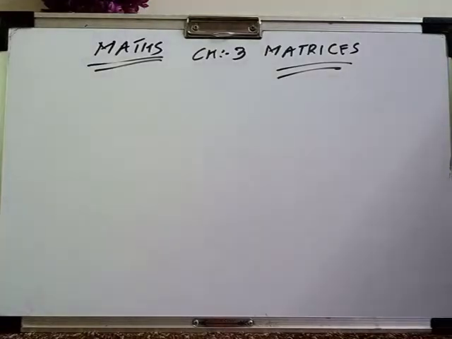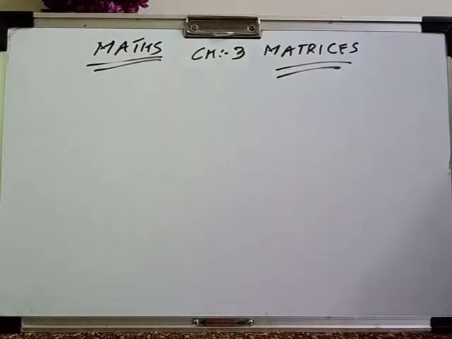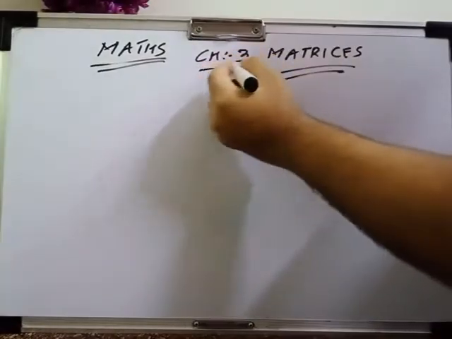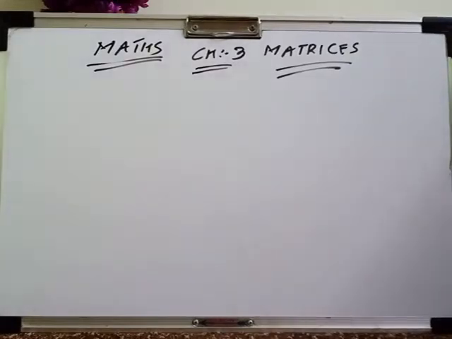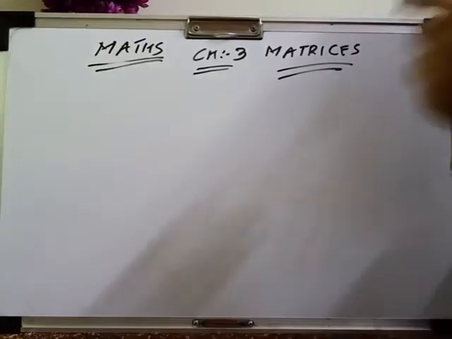Good morning, dear students. Today we will start with chapter 3, matrices. Unlike a determinant, a matrix is just a collection of data, right? Whereas a determinant is the real value associated with a square matrix, right? So first of all, we will try to understand the order of a matrix.